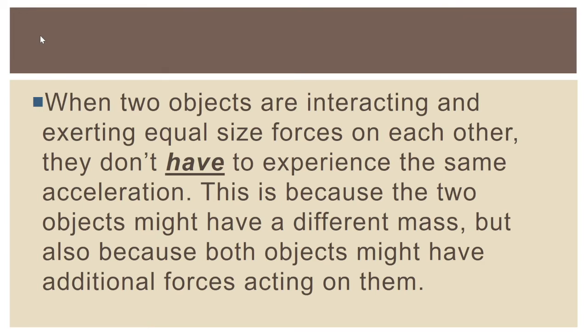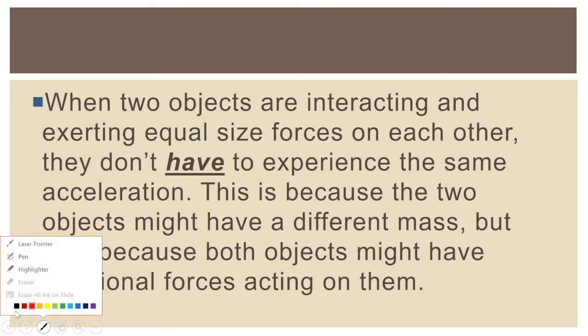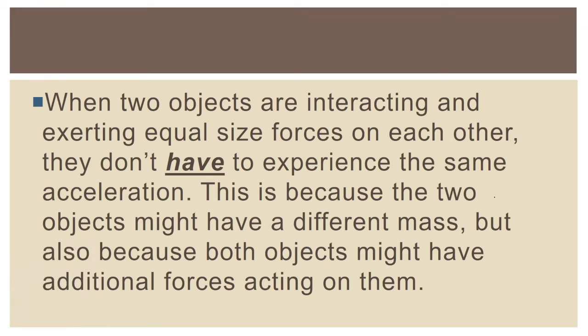And this is because the two objects might have a different mass, but also because both objects might have additional forces acting on them too. And so this is generally shown here with an equation that you can write that looks something like this. So we can say F net 1 equals F net 2.